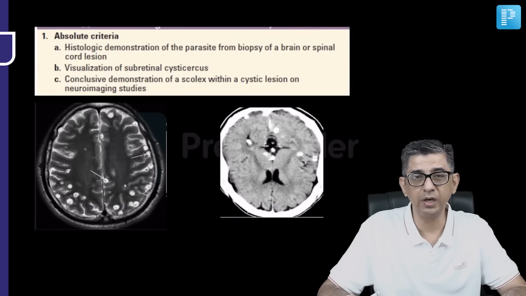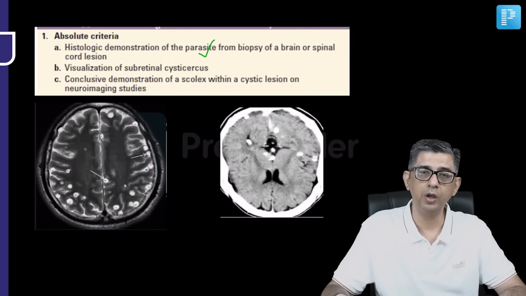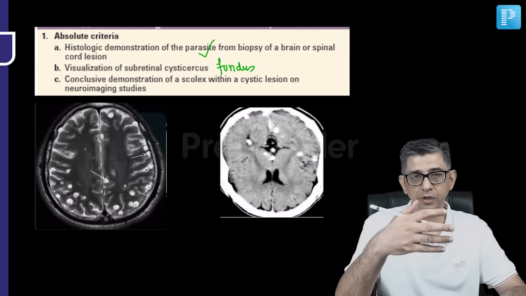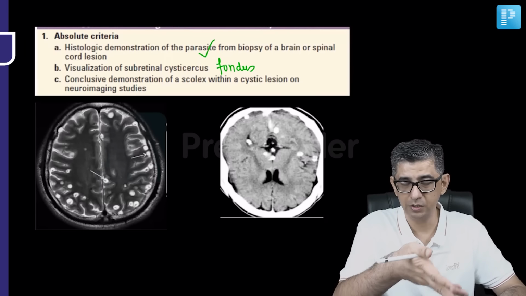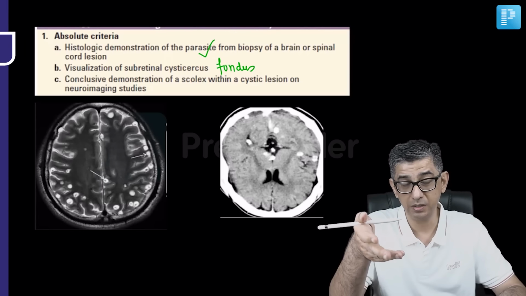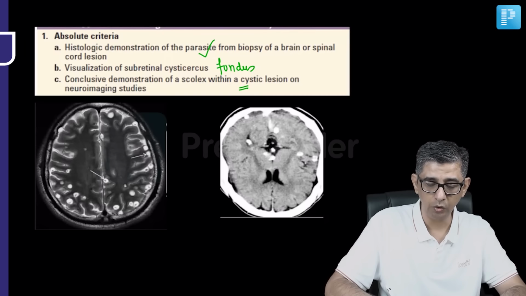He says one of the absolute criteria for diagnosis of neurocysticercosis is histopathological demonstration of the parasite, or you should be able to see it on a fundus examination. There are three ways when we are 100% sure that we are dealing with neurocysticercosis. One is histology, second is fundus examination showing a subretinal cysticercosis, or for that matter a scolex within a cystic lesion on neuroimaging.